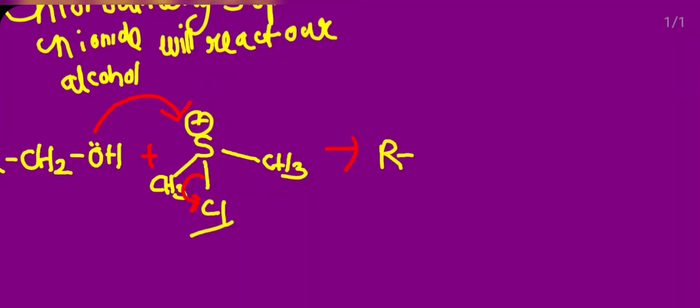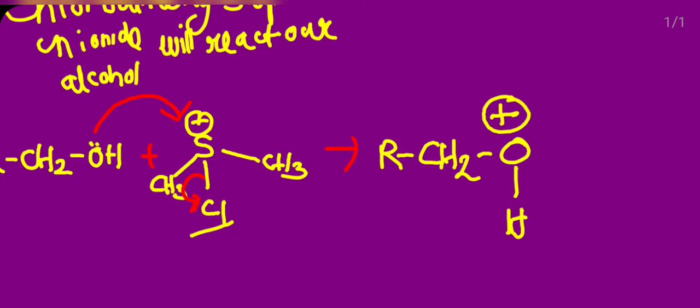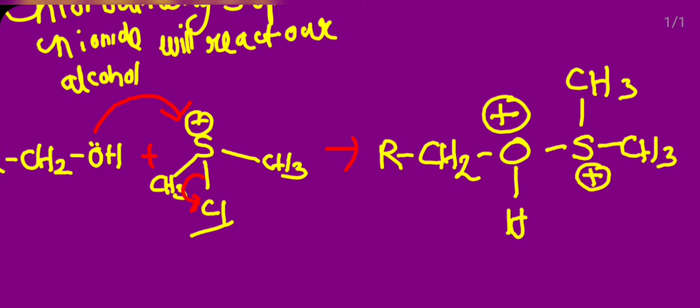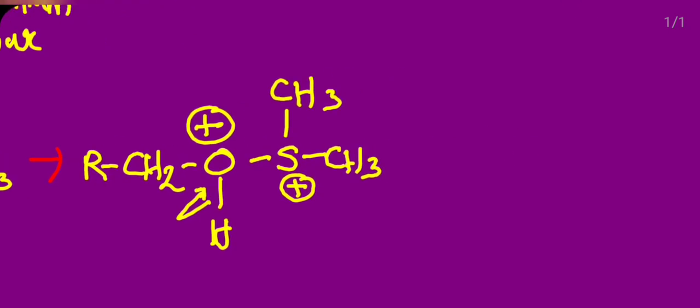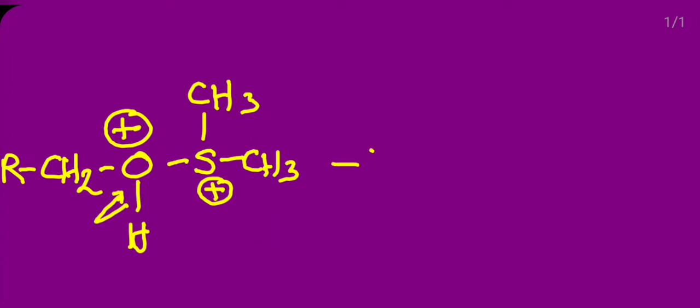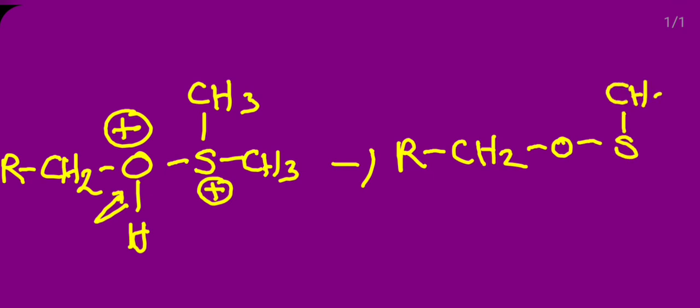R CH2 will remain as it is. This OH, as oxygen donates its lone pair of electrons, will carry the positive charge, then sulfur and then dimethyl. Here there will be the positive charge. To neutralize this, H plus will be free over here. Then how will the structure look? R CH2 O S CH3 CH3.